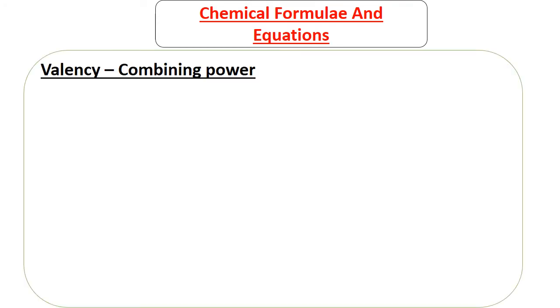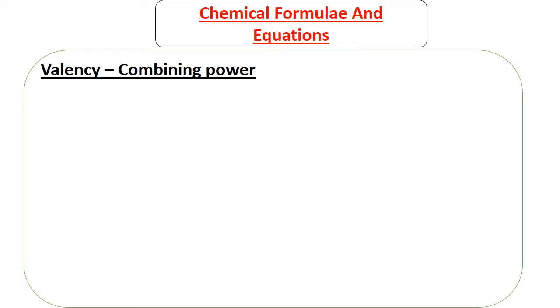We're going to start with chemical formulas, but the basic principle behind chemical formulas is what is called valency. So what's a chemical formula? Chemical formulas are just the way we represent compounds with symbols, the symbols of elements that are on the periodic table.